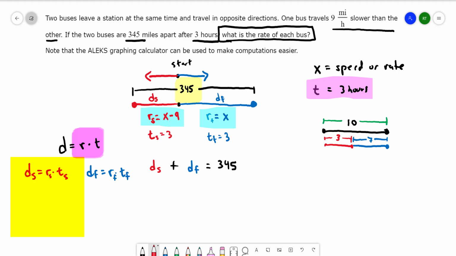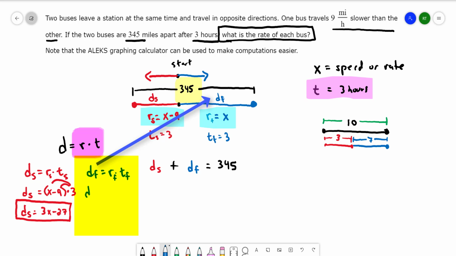So let me substitute into this formula what we do know. We don't know the distance of the slower one. We do know the rate of the slower one is represented by x minus 9. And since I have two things, I'll put it in parentheses. And that's going to be multiplied with the time of the slower one, which is 3 hours. And if I want to simplify it, I can. I can distribute the 3 in here, and I'll get 3x minus 27. So this is the distance of the slower one. It's represented by 3x minus 27.